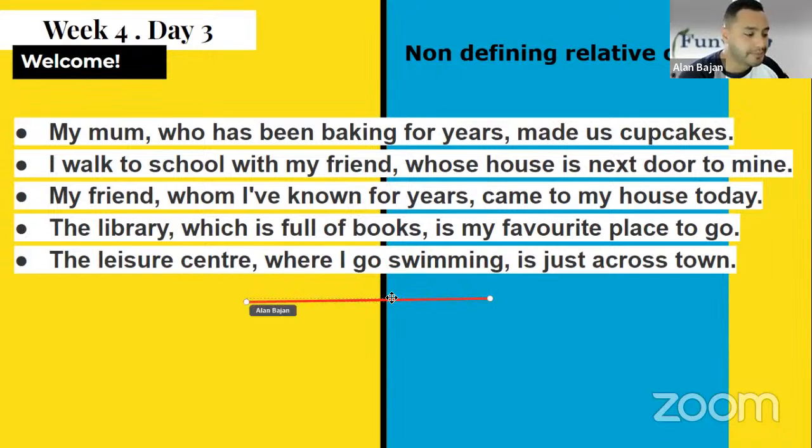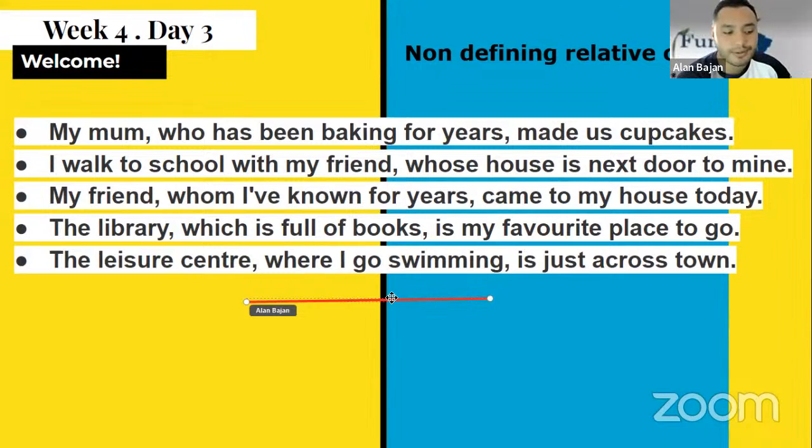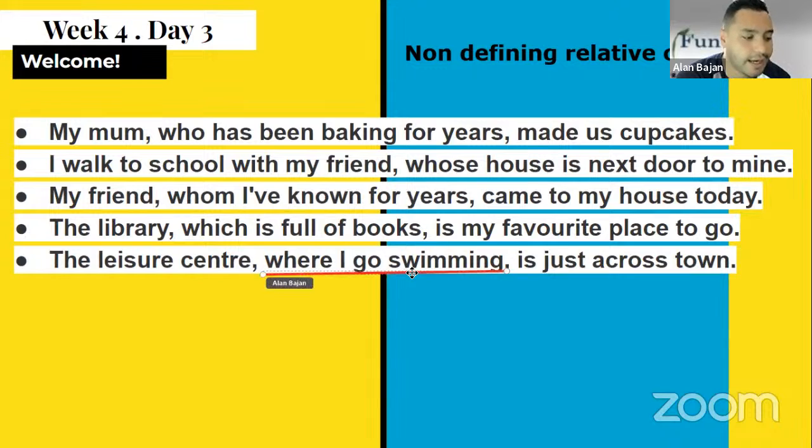And the last one, help me to read, Robert. The leisure center, where I go swimming, is just across town. I can say the leisure center is just across town. But if I want to give extra information, I add a non-defining clause, where I go swimming.